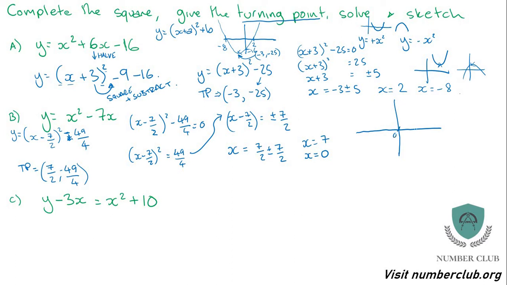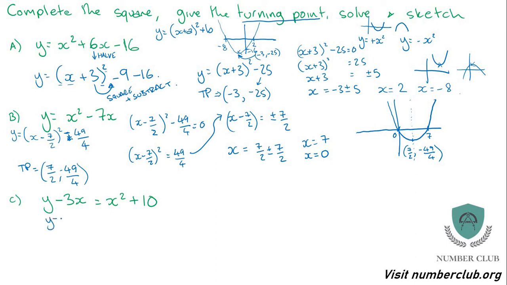The sketch: x equals 0, x equals 7. The turning point will be symmetrical. So there's my turning point, which was 7/2 and -49/4. You can give the decimal version if you want to. It should be 7/2 because 3.5 is halfway between 0 and 7. Remember, the turning point lies on the line of symmetry. So you could be asked, for example, to give the line of symmetry. The line of symmetry is x equals 7/2.